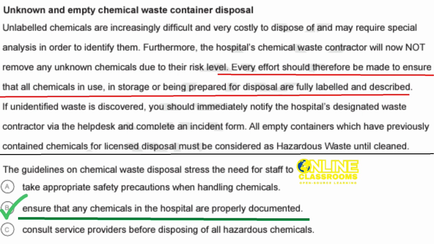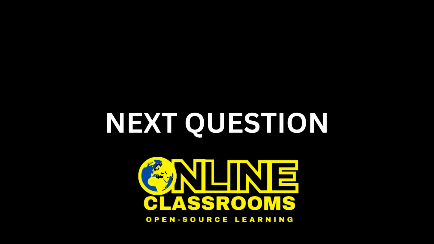If unidentified waste is discovered, you should immediately notify the hospital's designated waste contractor via the help desk and complete an incident form. All empty containers which have previously contained chemicals for licensed disposal must be considered as hazardous waste until cleaned. By focusing on the highlighted section, you can understand that the guidelines say that staff should ensure that any chemicals in the hospital are properly documented. Let's look at the next question.